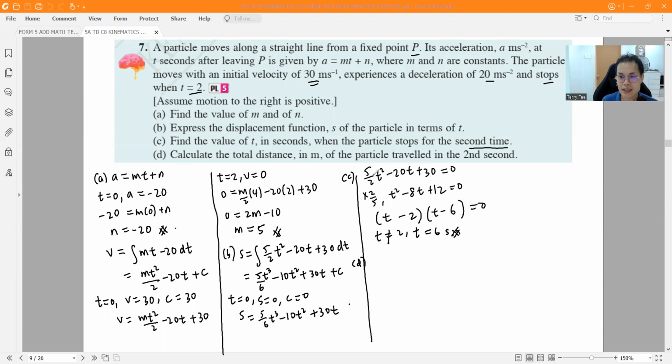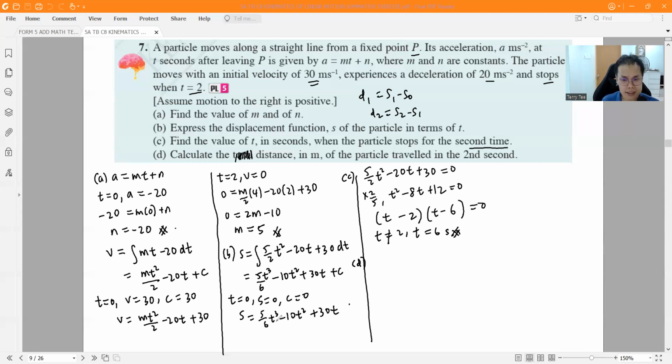Lastly, calculate the distance traveled in the second second. Actually, you don't have to mention the word total. We know that the second second is from 1 to 2. Remember, the distance traveled in the first second is s1 minus s0. The distance traveled in the second second is s2 minus s1. Since the particle does not change direction between 1 and 2, we can just find the difference here.